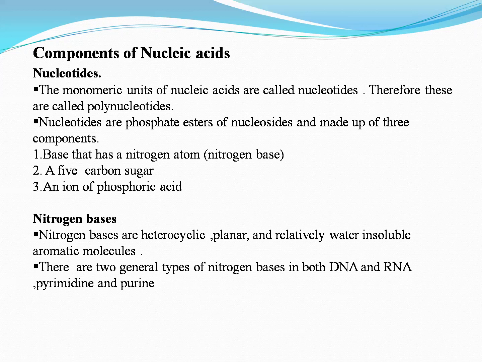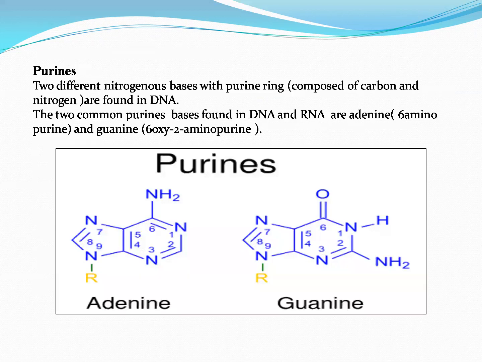There are two general types of nitrogen bases in both DNA as well as in RNA, that are called pyrimidines as well as the purines. Okay, we can see here the purine structures. Two different nitrogen bases with the purine ring composed of carbon and nitrogen are found in the DNA. Two common purine bases found in the DNA and RNA are adenine and guanine. Adenine is called 6-amino purine. We can see here the structure of the adenine, and we are counting.